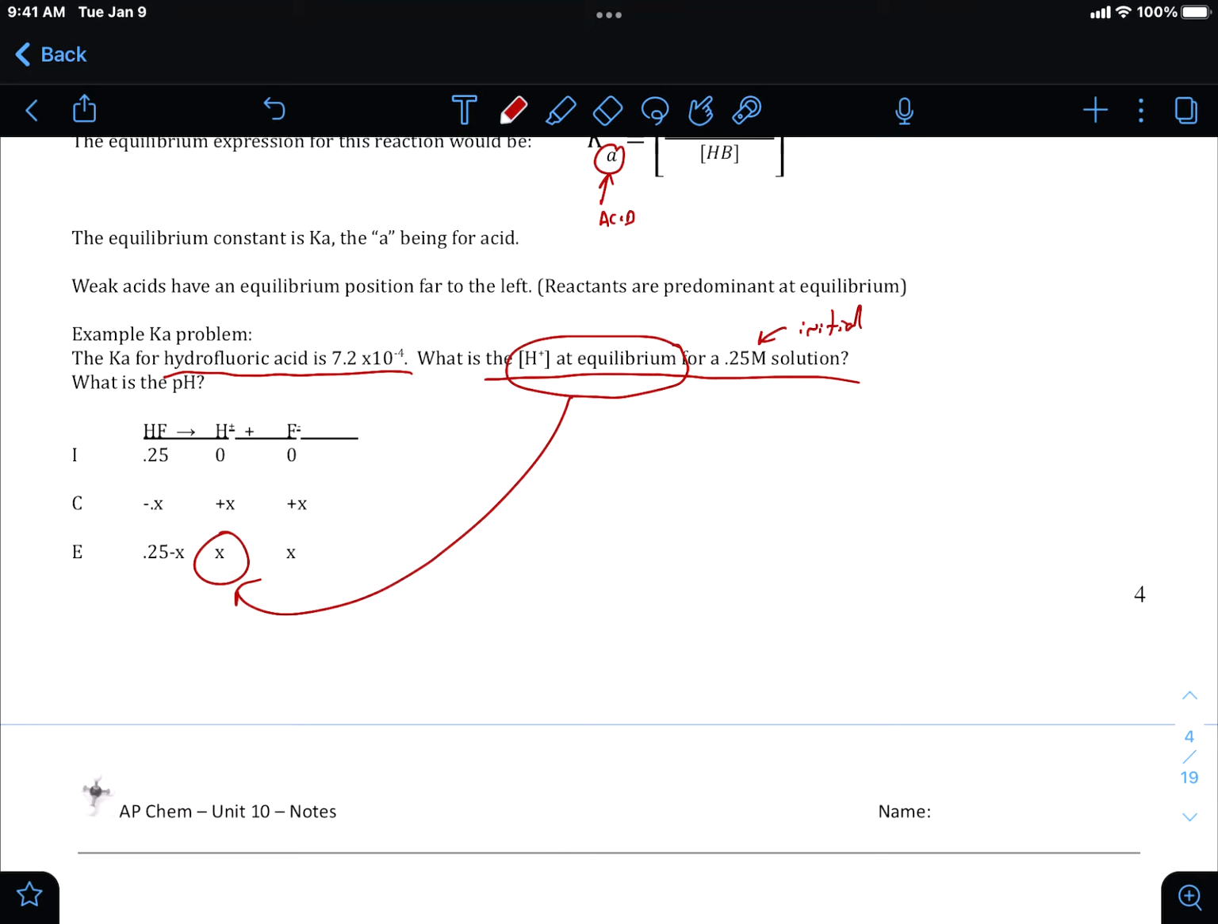Working out the math, Ka equals H plus times F minus over the concentration of HF. The Ka is given, so 7.2 times 10 to the minus 4 is equal to x squared over 0.25 less x. Same simplification rules apply. We're only 3 orders of magnitude apart here, so I wouldn't ignore the subtraction of x. I would just leave it in there. So go ahead and use the solver. Make sure you get the same thing I get.